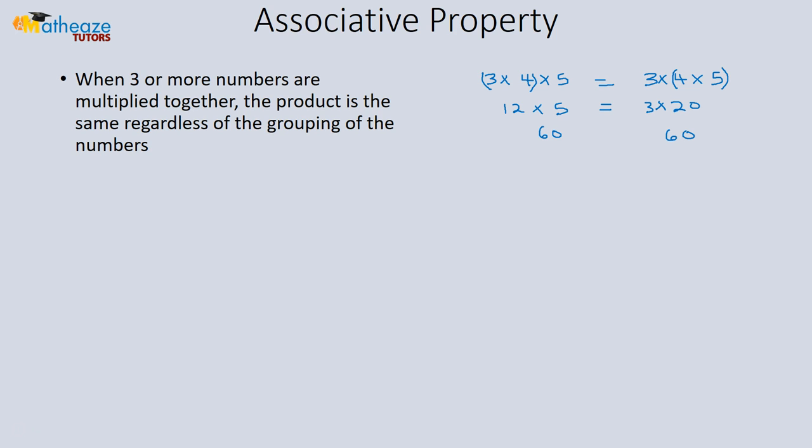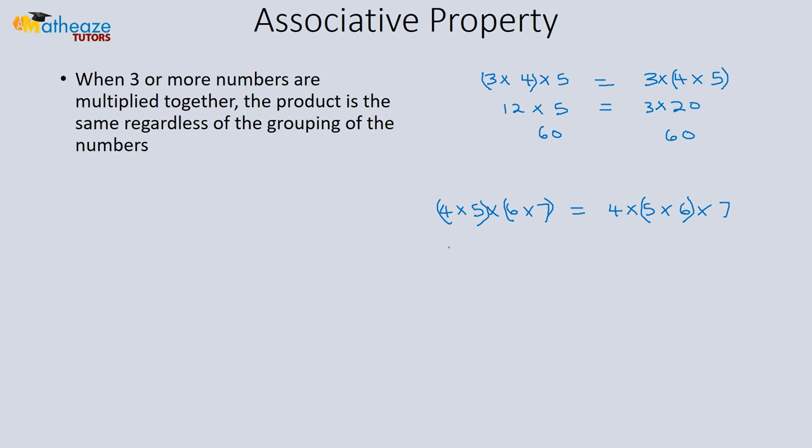Let's look at an example where we have 4 numbers in the multiplication. So we'll go 4 times 5 times 6 times 7. I'm going to group these together, and then I'm going to group these together, and here I'm just going to group this right here. So what we're saying is that regardless of how I group them, we should get the same result.